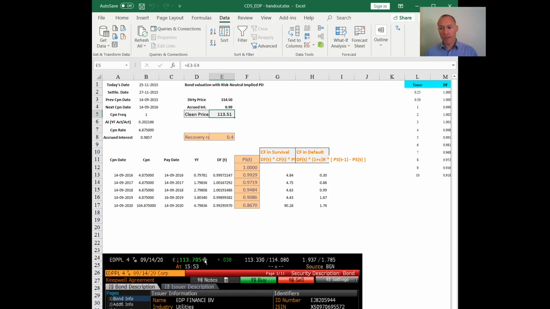113.705, right? So a nice result. Obviously, I would not expect to find a big difference. In reality, we should not expect to find very big pricing errors or arbitrage opportunities. So it's nice that I am getting a price that is very consistent with the price I actually observe in the market for this bond. Okay.